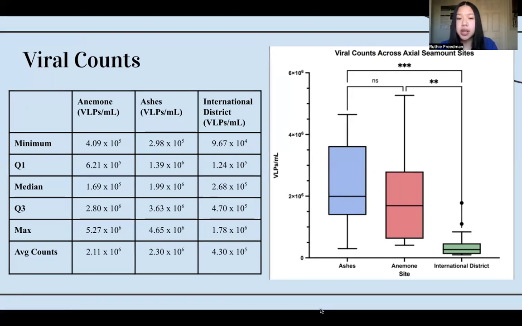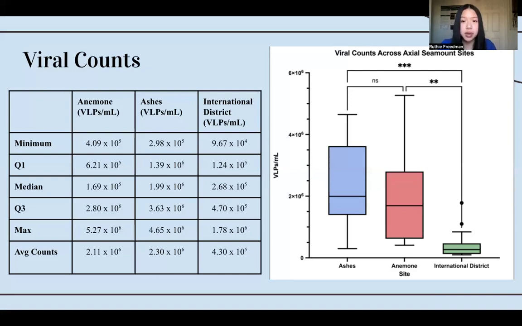When comparing them, we can see that Ashes and Anemone had a wide range of counts, while International District had a much smaller range of counts, from 10^4 to 10^6 being its top number. When we ran the statistical analysis comparing these counts, it was found that Anemone and International District were significantly different with a p-value of less than 0.01, and Ashes and International District were also significantly different with a p-value less than 0.001.